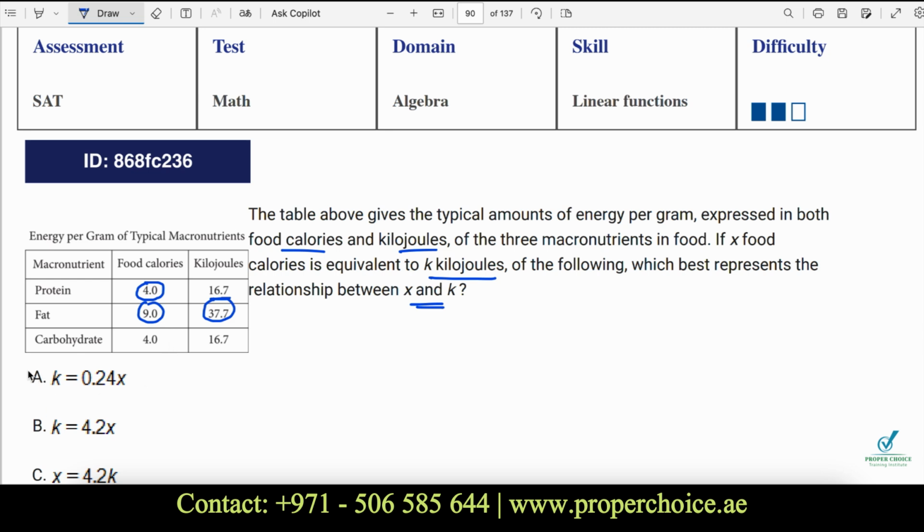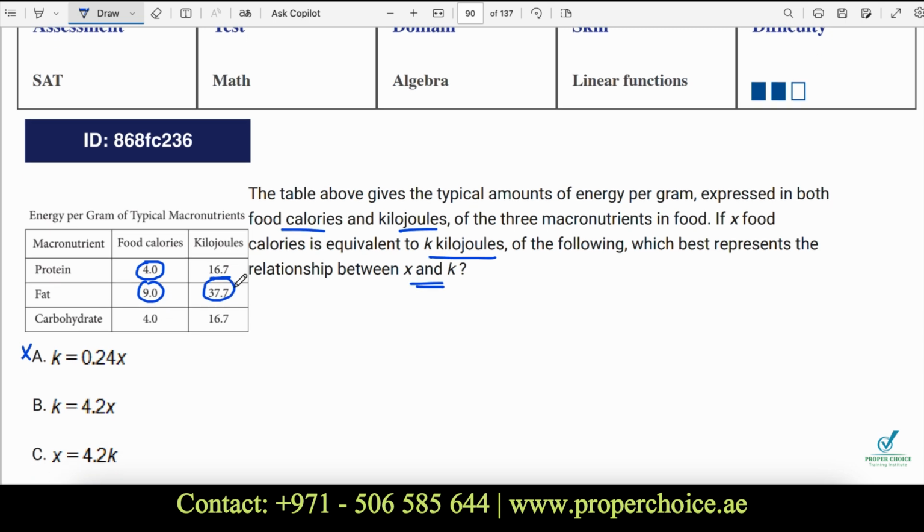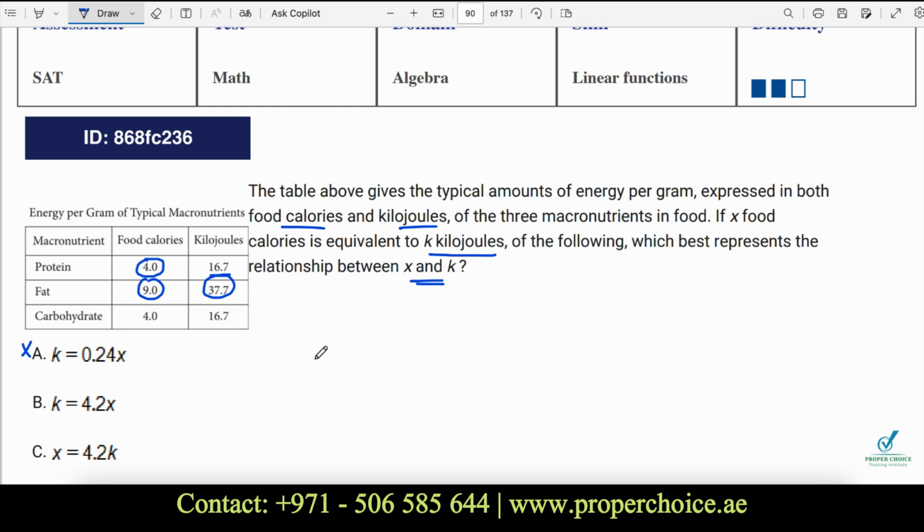So for sure A cannot be the answer. When you put x as 4, 0.24 multiplied by 4 won't be 16.7. So rule that out. Now when you put x as 4, check option B. What happens? At x equals 4, k becomes 4.2 times 4. What are you going to get? 4.2 times 4 gives me 16.8.